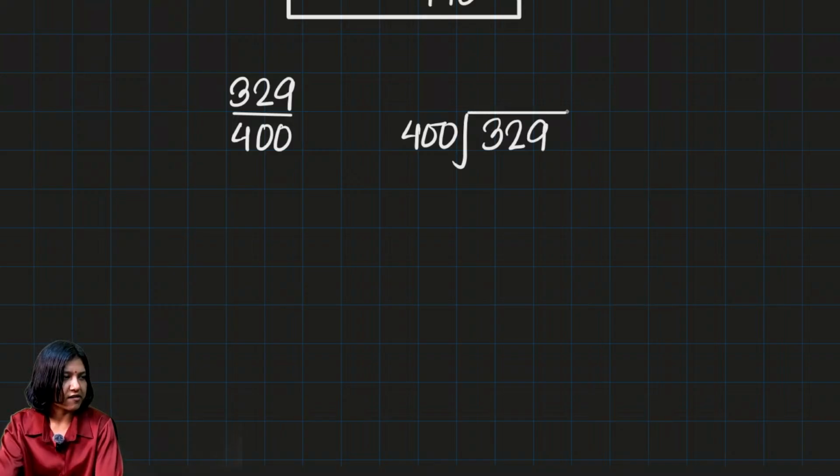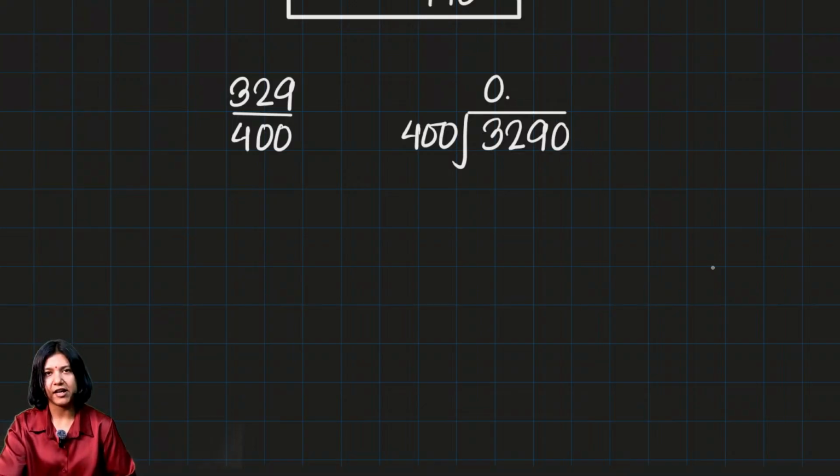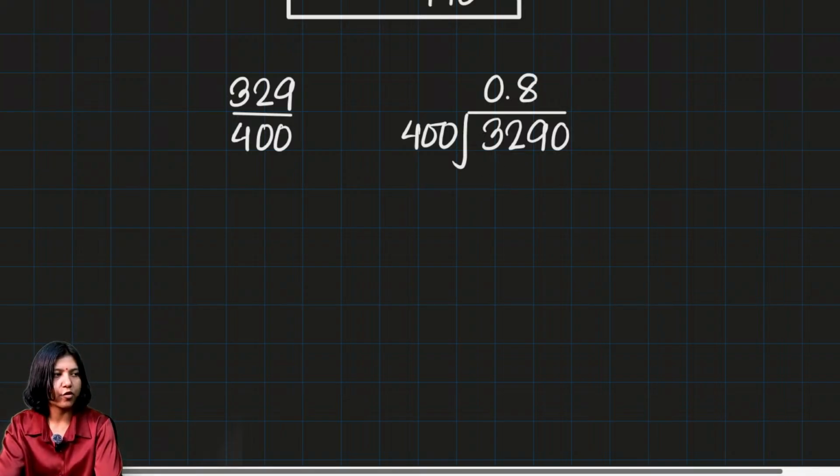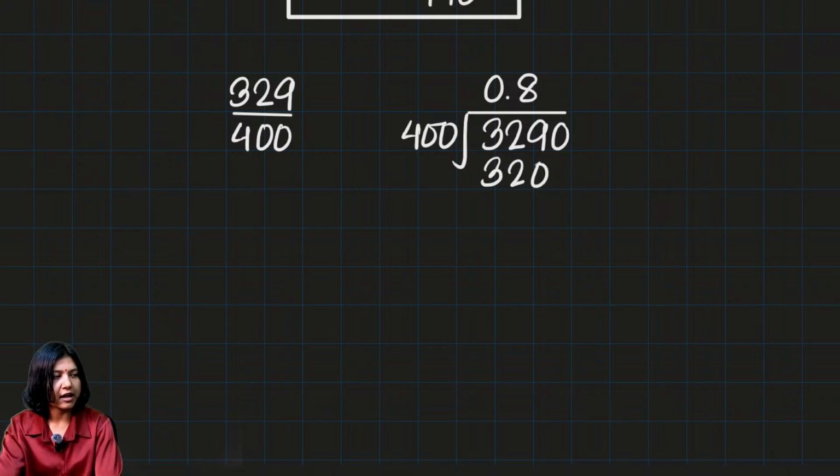Clearly, the number is less than 400, so I'll write 0 and then I'll put a decimal and then I'll put 0 here, right? Because this is the technique, after putting a decimal, we put 0s, one at a time. So I will just compare the first number 4 with 32. I know 4 into 8 is 32. So 400 into 8 will be 3200. Upon dividing, I will get 3200, and then the remainder is just this 90. Because of the decimal I've already introduced, I'll put 10.